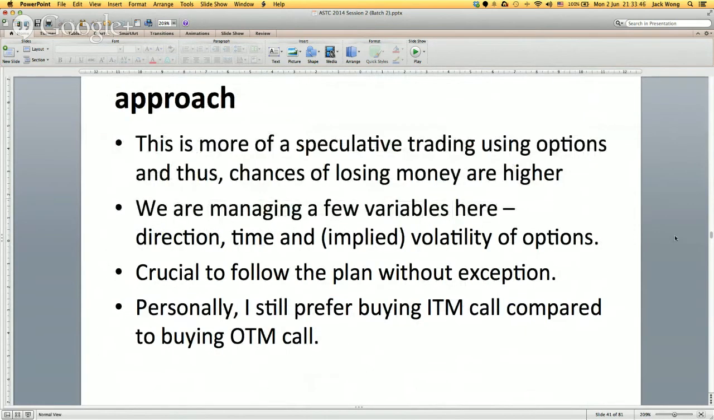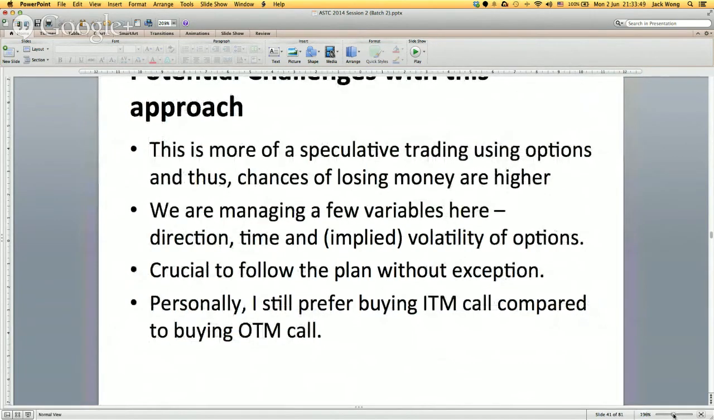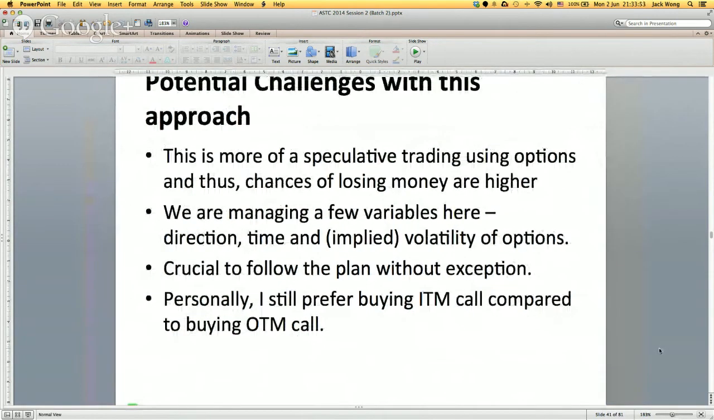So personally, if you really have to ask me, my answer to you is still the same. I do not like to gamble. I do not like to speculate. So I personally prefer ITM call. Okay, that's my personal preference. So between the out of the money speculative play versus the in the money call, I like the in the money call. Okay, so that's my answer.